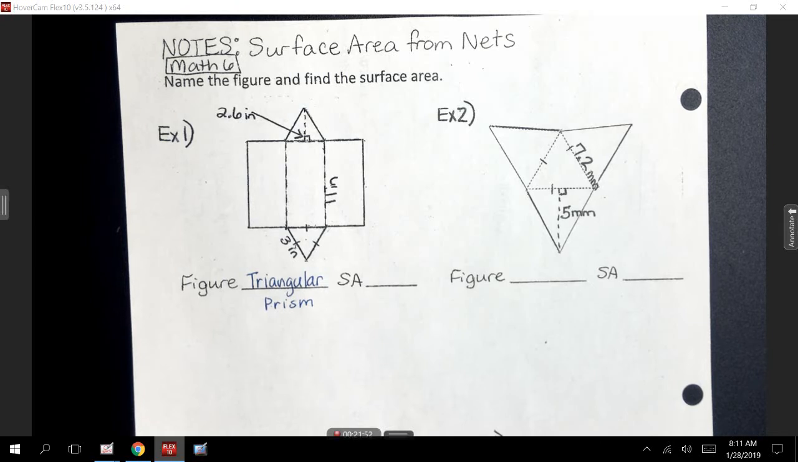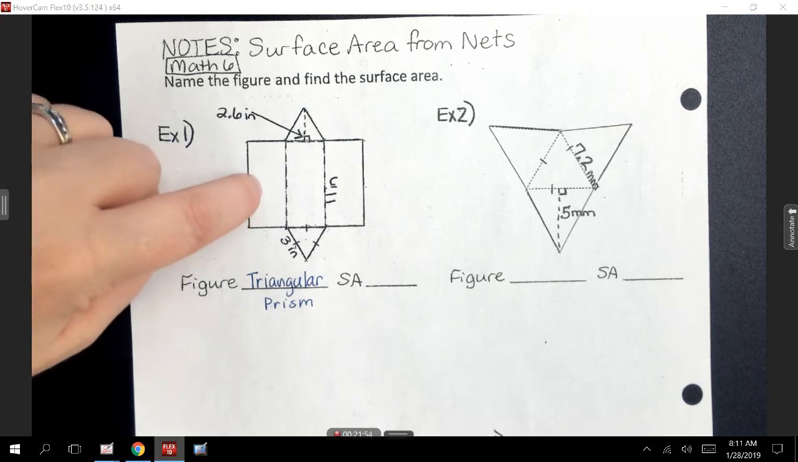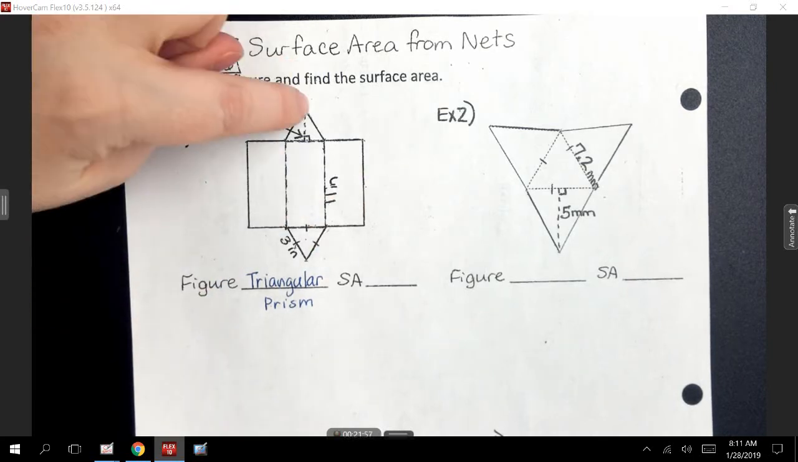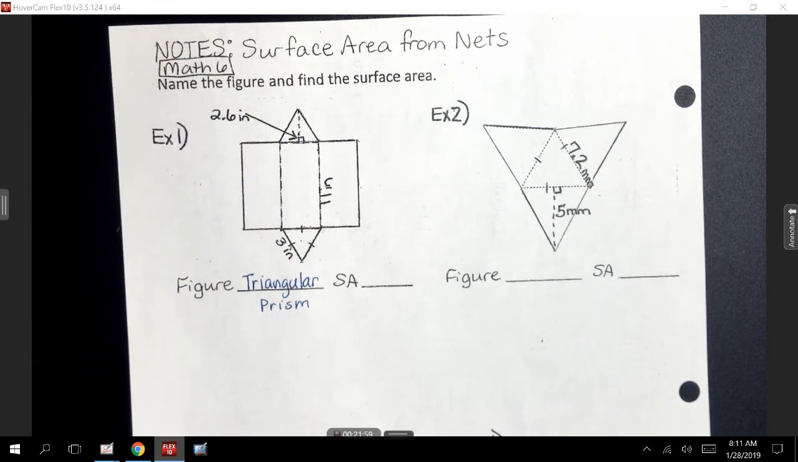All right. So now what I know is, I have 3 rectangles, and I have 2 triangles, and I got to figure out what the area is of all those. I got to figure out my area for all of those different shapes.